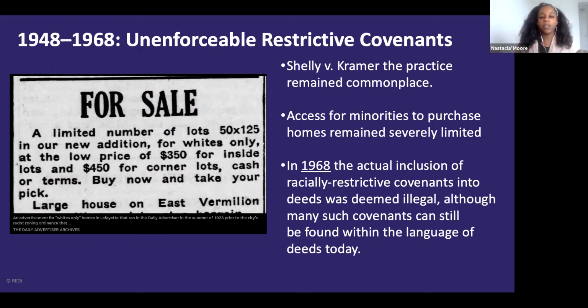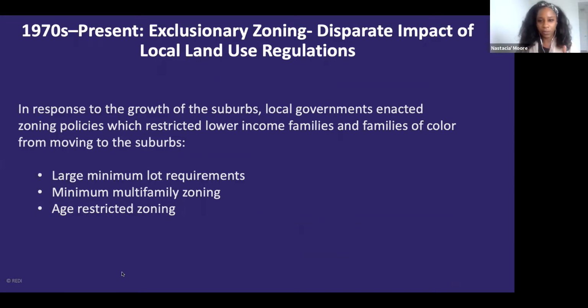We can see how our history has kind of repeated itself in our own homelessness networks of steering folks into certain neighborhoods, not into neighborhoods that are their first choice, but whatever is most appropriate, as I'm using quotes here, most appropriate. And so we continue to see these patterns in cities as a result of unenforceable restrictive covenants. If we keep moving forward to talk a little bit about exclusionary zoning.